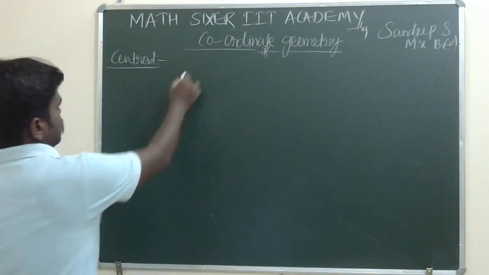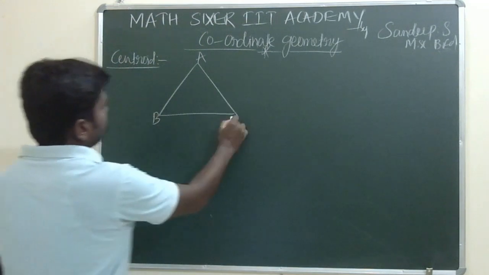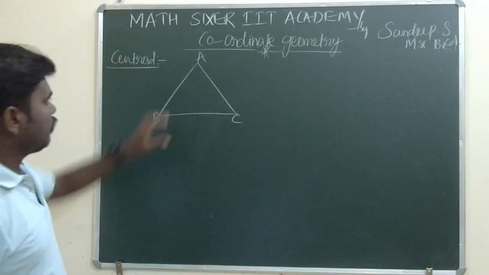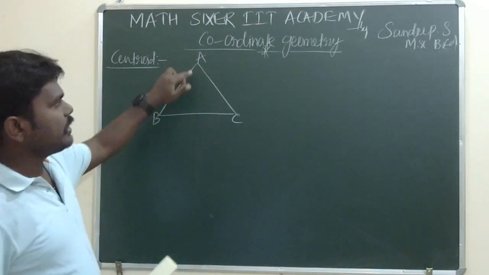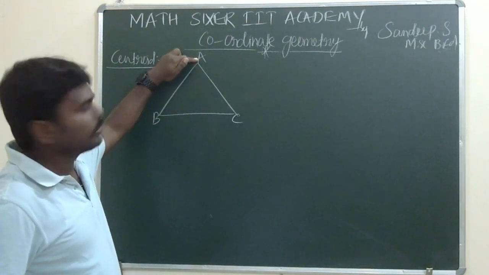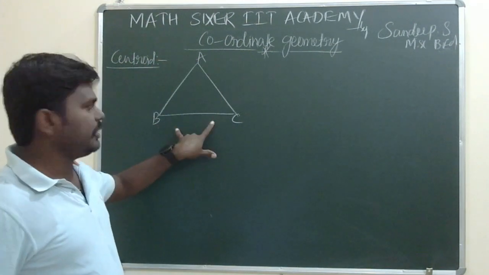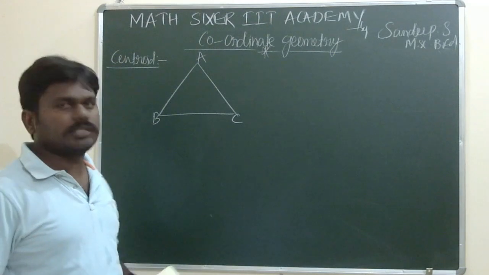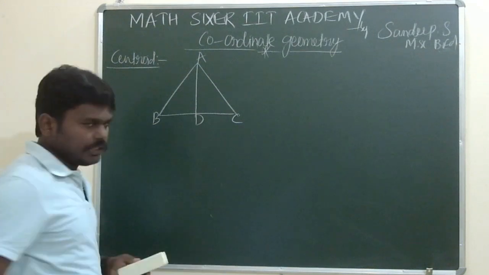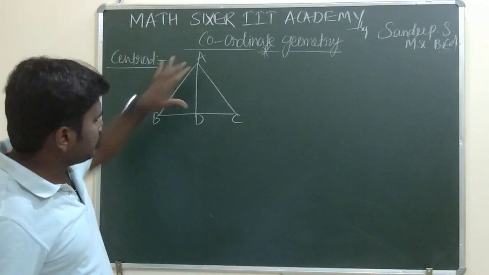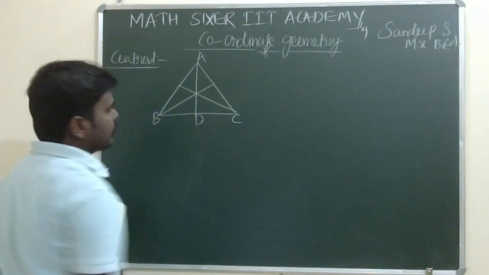So centroid means when you are taking a triangle ABC, and you have to draw the median. So what is a median? The line segment from the vertex to the opposite side, which divides the opposite side into two equal segments, is called a median and identified as D.